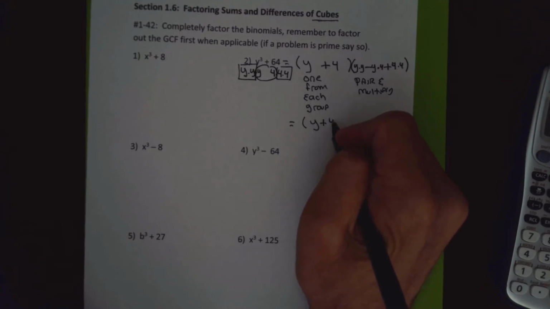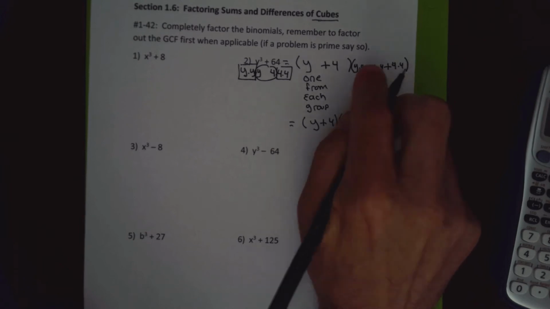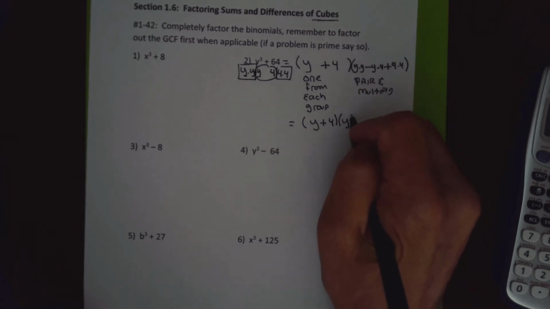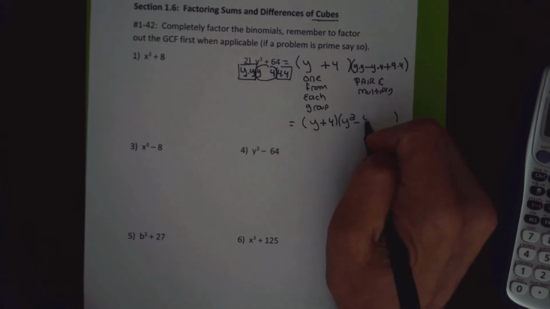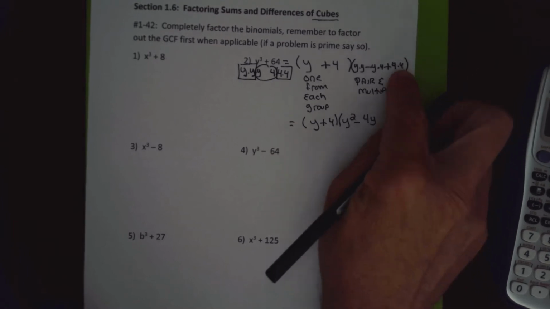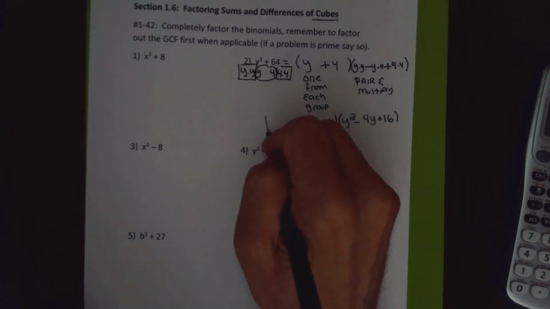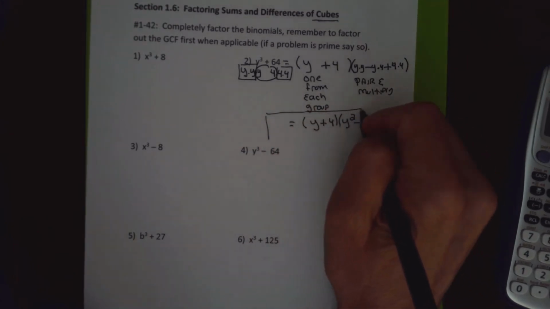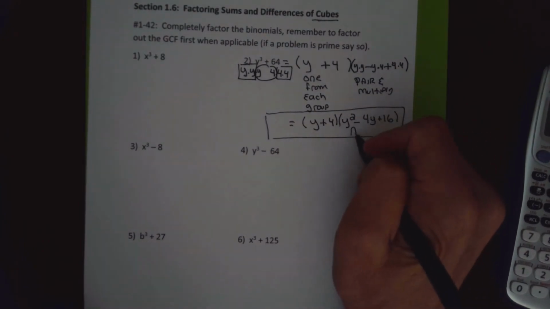My left parentheses is done. It's a y plus 4. My right parentheses, the y times y that I have written in there, I'm going to multiply out to be a y squared. The 4 times y after the minus sign I'm going to write as 4y. And after the plus sign, the 4 times 4 I'm going to write as 16. I claim this is the answer. I'll check it. The second parentheses is always prime. There's no need to try to factor it.